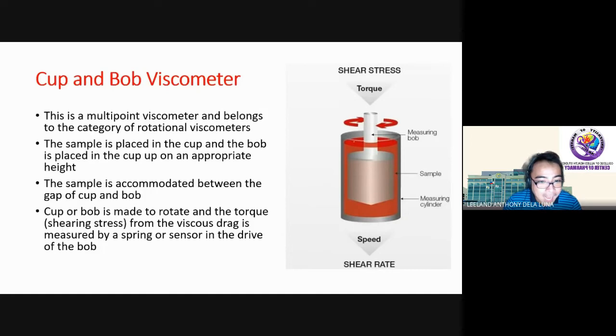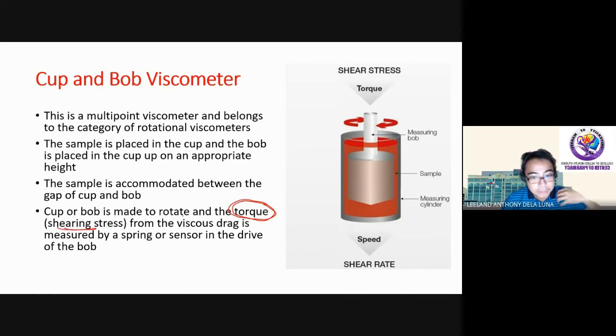Now the cup and bob class is made to rotate and the torque, okay, torque class meaning yung pag-ikot. So ang force class that is required to cause rotation would be the torque. Okay? So I hope you're familiar kayo sa term na torque. Okay, ito yung torque. That is equivalent class to the force being applied to your fluid to facilitate flow. So hence class, that's considered as our shearing stress.